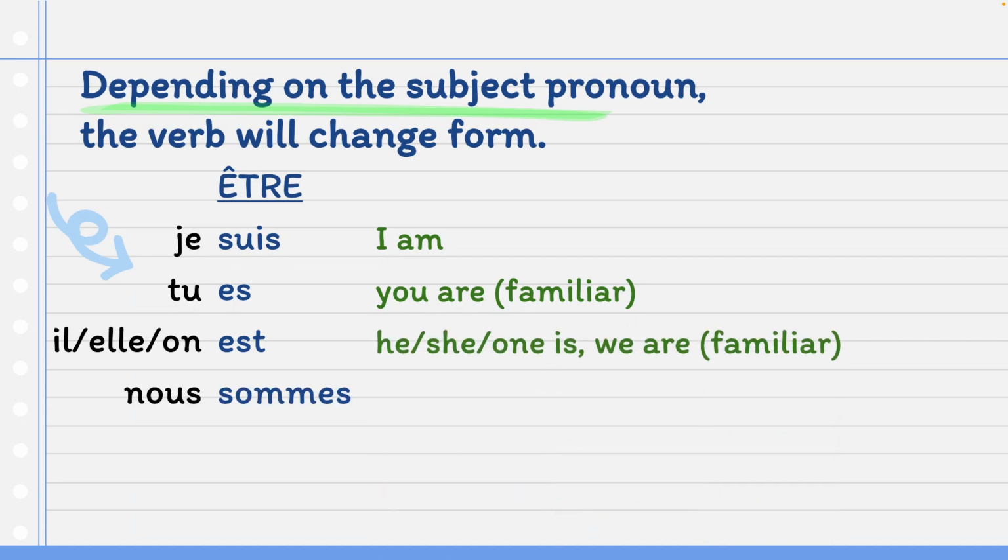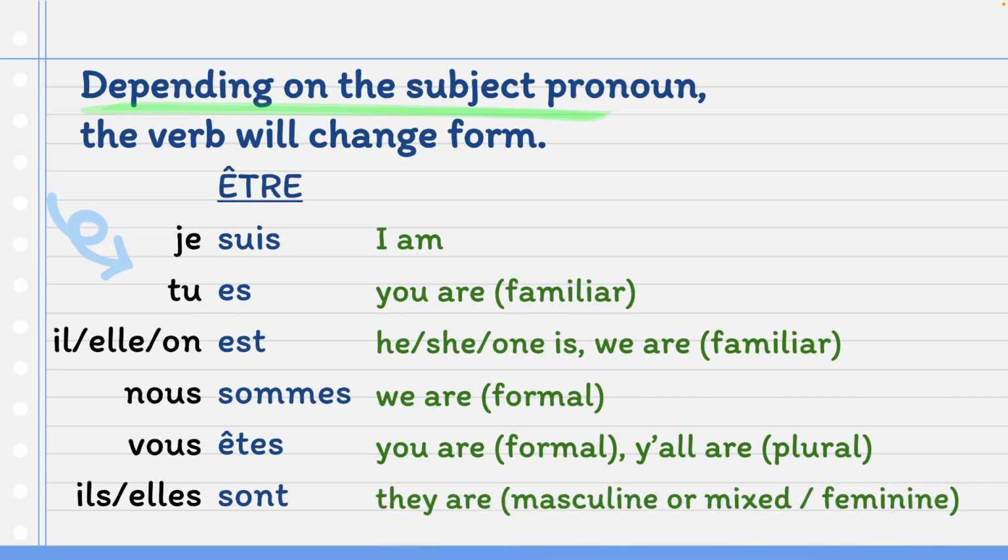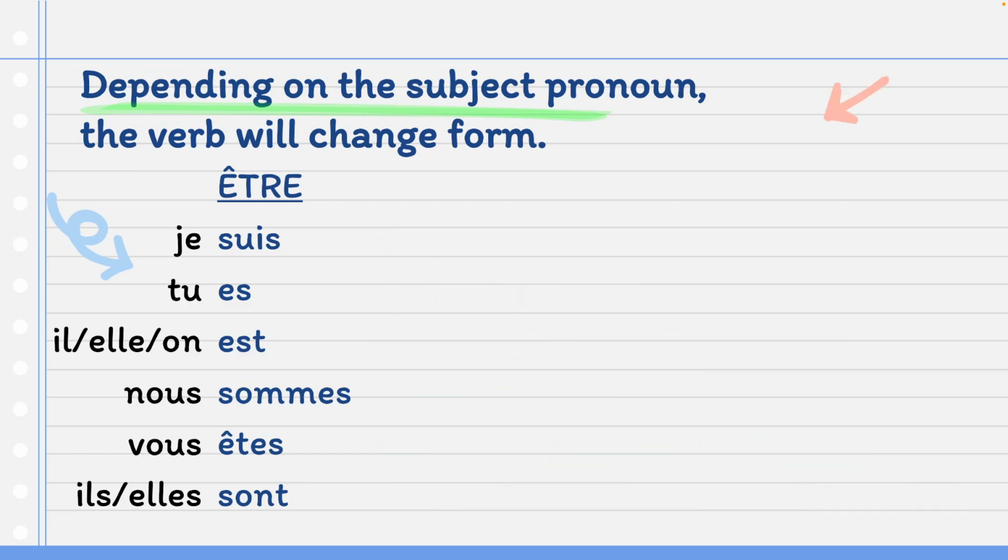Nous sommes, for we are, in a more formal context. Vous êtes, for you are, in a formal context, or y'all as a group, you are. Ils sont for they are as a male masculine group or a mixed gendered group, or we say elles sont for they are if they are a strictly feminine group. So let's go over those again. Je suis, tu es, il est, elle est, on est, nous sommes, vous êtes, ils sont, elles sont.